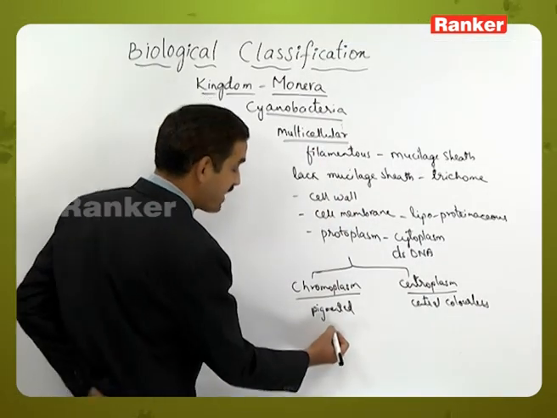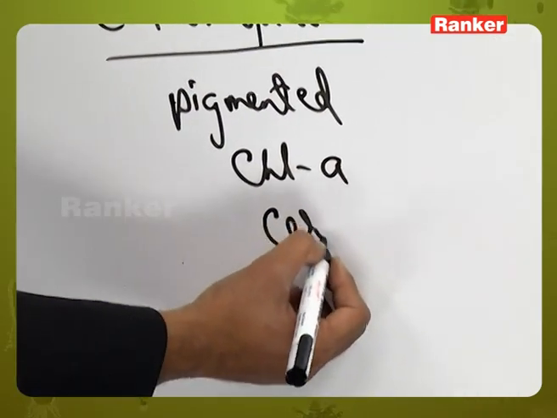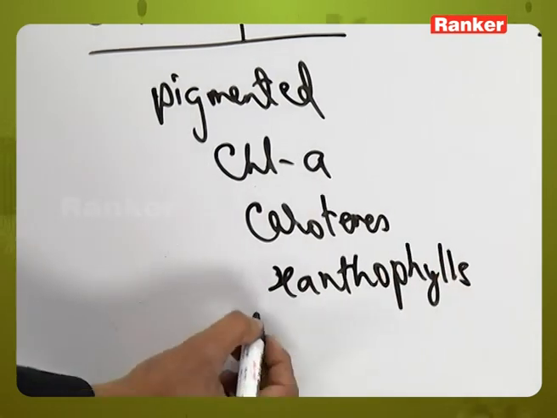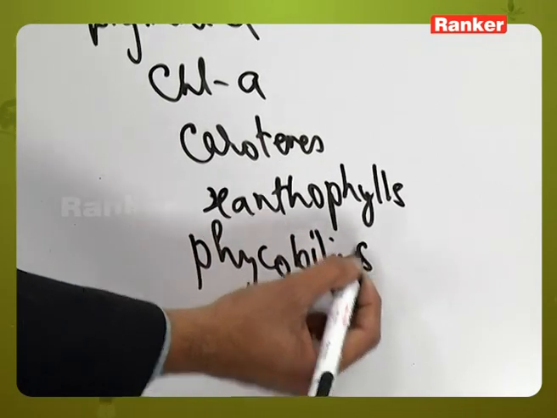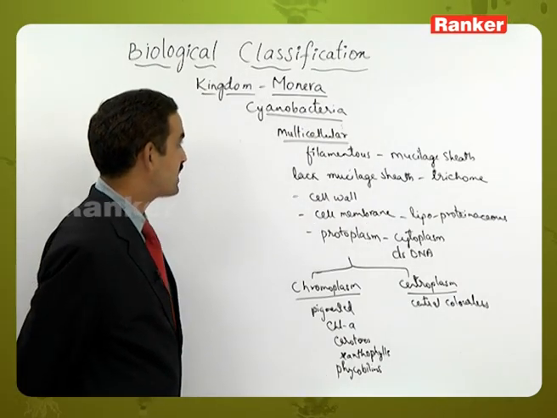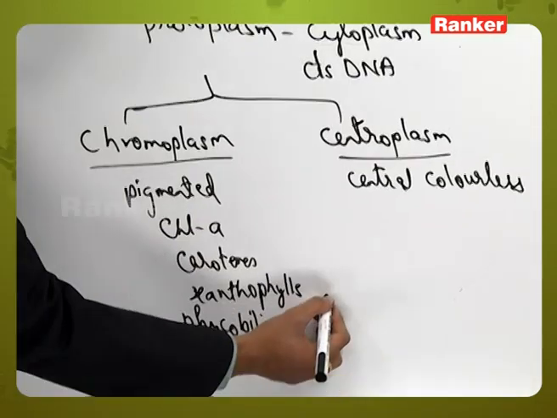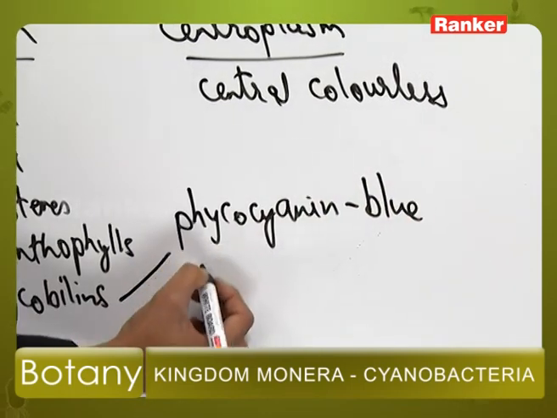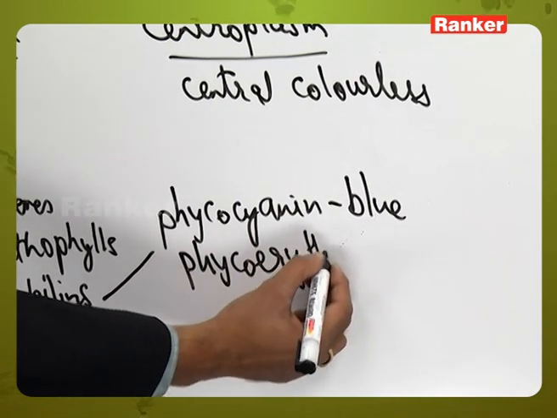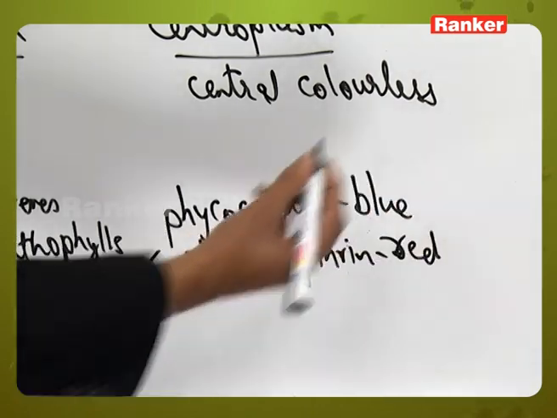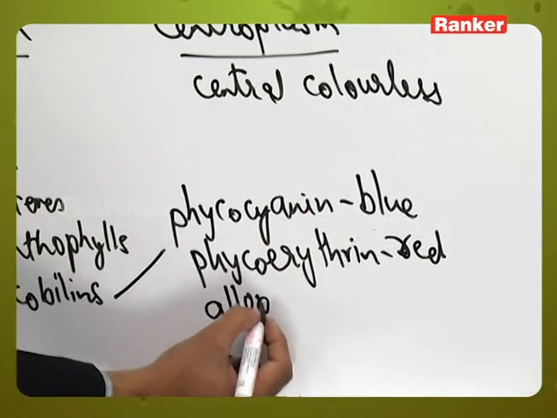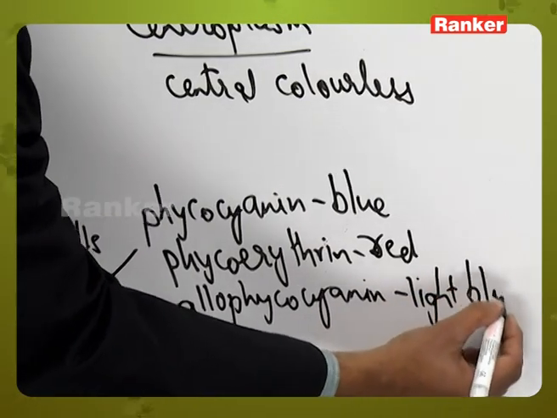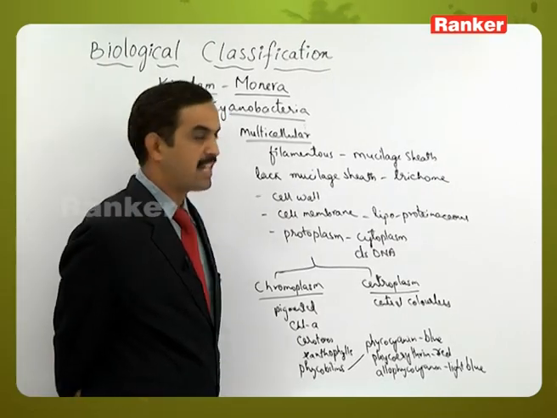Here there are pigmented structures: chlorophyll A, carotenes, and xanthophylls. Apart from this, they contain phycobilins also. Phycobilins are a unique type of pigment present in Cyanobacteria. The phycobilins are of various types, like phycocyanin, which provides blue color; phycoerythrin, which provides red color; and allophycocyanin, which provides light blue color. Likewise, these are the three types of phycobilins uniquely present in the cyanobacteria members.